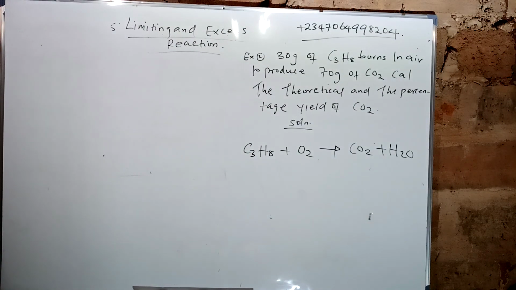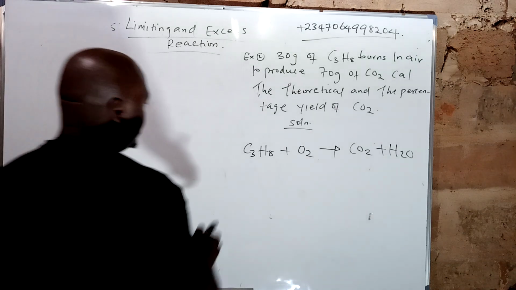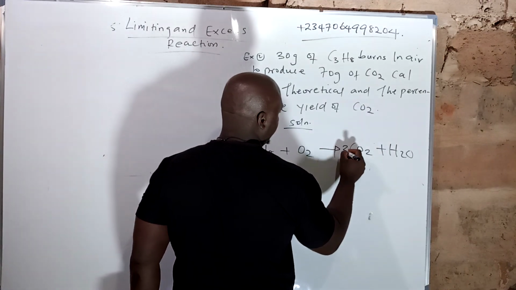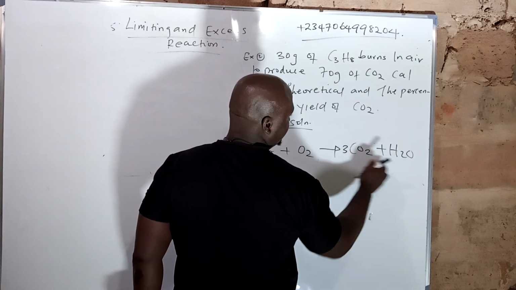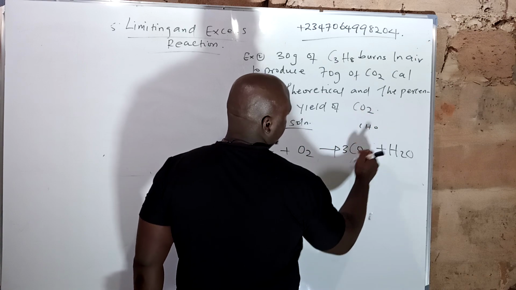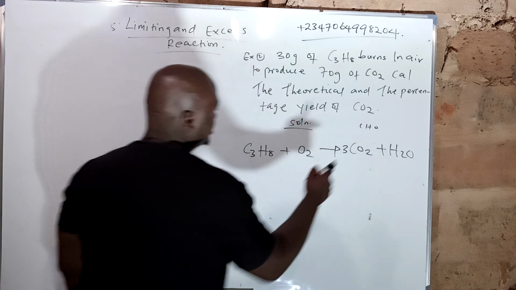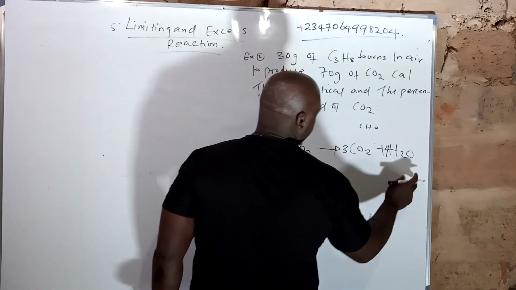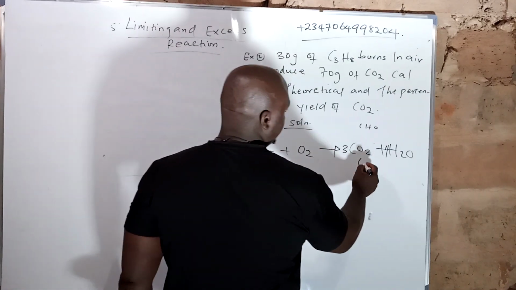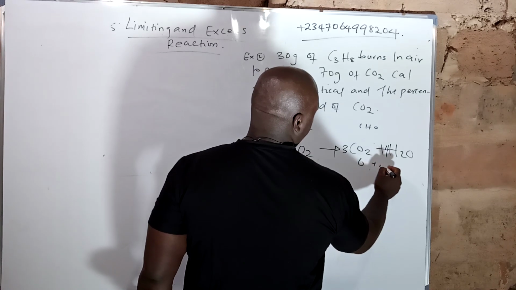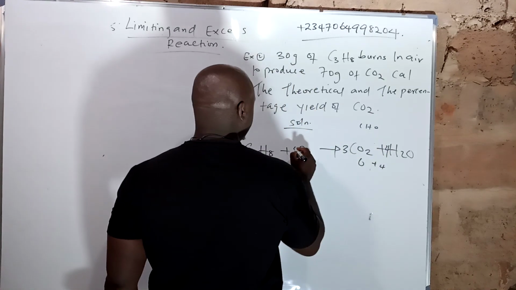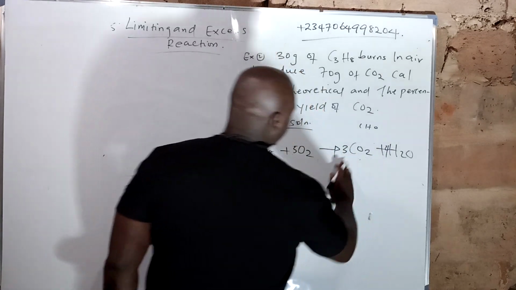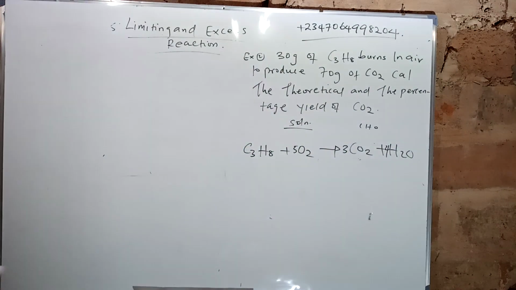You have to balance it. This is 3. This should be 3 here, because the next thing is balance your hydrogen. Hydrogen is 8 here, so here it should be 4. And the last one is balance your oxygen. We have 6 plus 4, this is 10 divided by 2. So the oxygen is 5 here. So the equation is balanced.